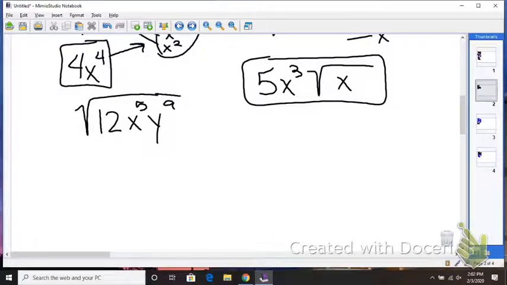So, first thing we have to do is 12 is not a perfect square. We have to simplify that. So what can I break 12 down to? 4 and 3. Okay, so which one's the perfect square? 4. So that comes out of the house, so I have 2.